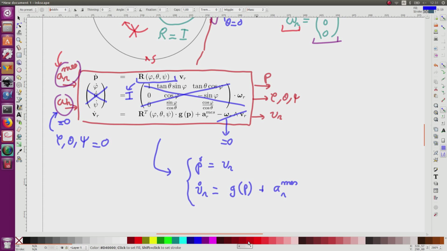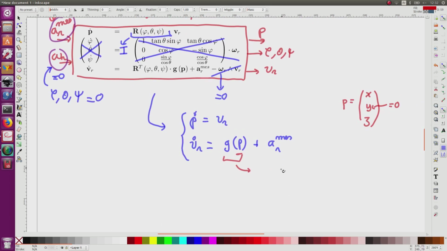P here is a position and corresponds to x, y, and z. Since I assume I am moving on the plane y equal to 0, this one is equal to 0. So j of p is equal to a vector I will have to fill.